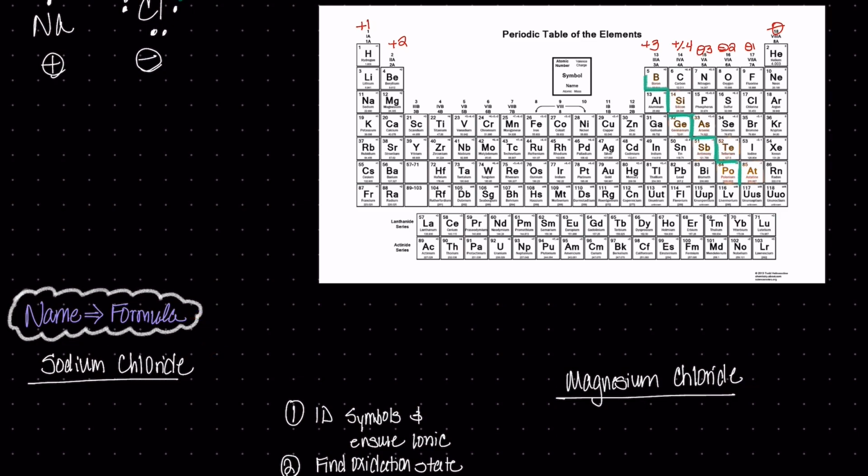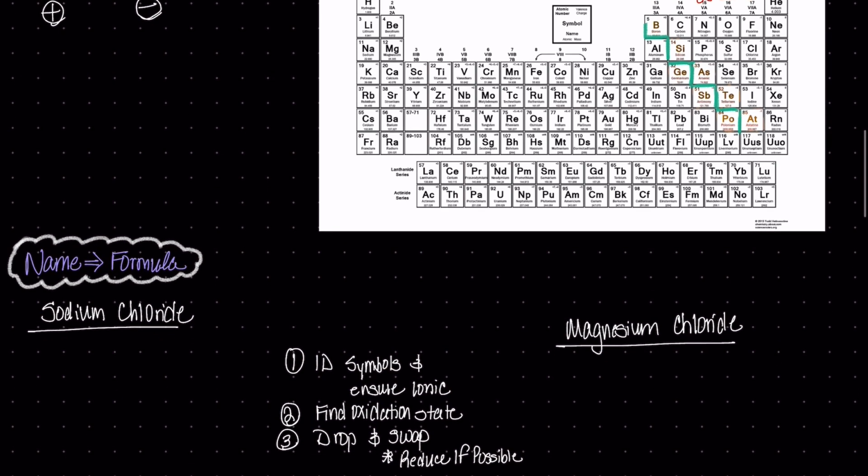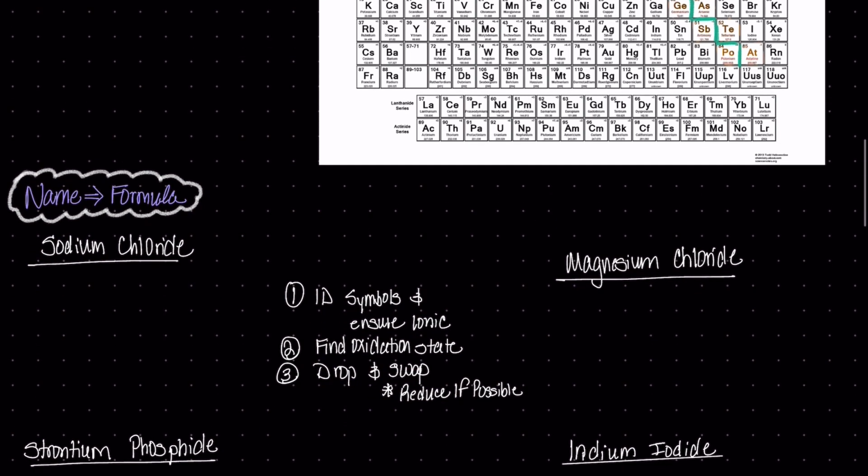It's pretty easy to do. You just have to slow down and take it one step at a time. So step 1, you ID your symbols and ensure it's ionic. Make sure what you're dealing with is ionic before you try to name it like an ionic compound. Number 2, you find your oxidation information straight off the periodic table. And number 3 is that drop and swap and quote-unquote reduce if possible. All of that blither blather can be summed up with just drop and swap.